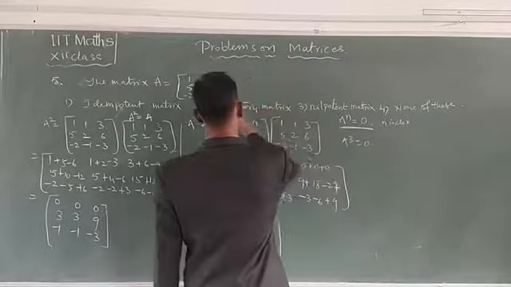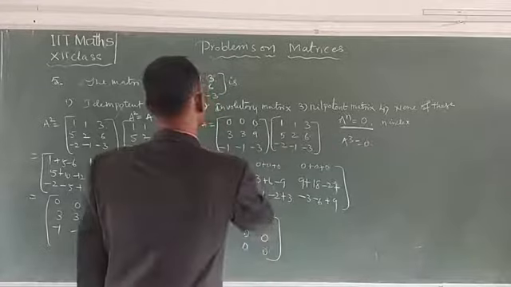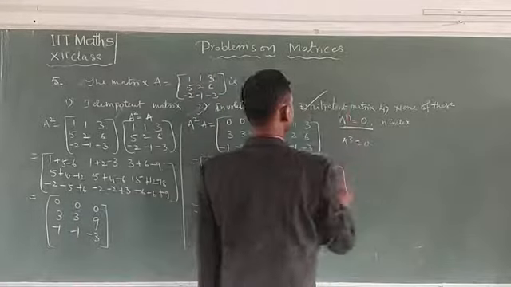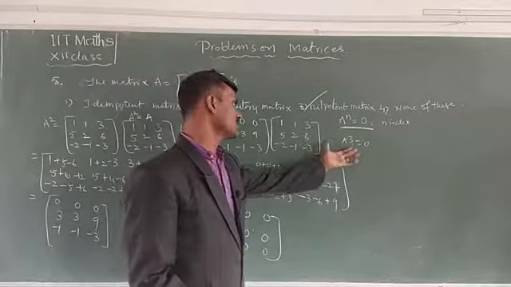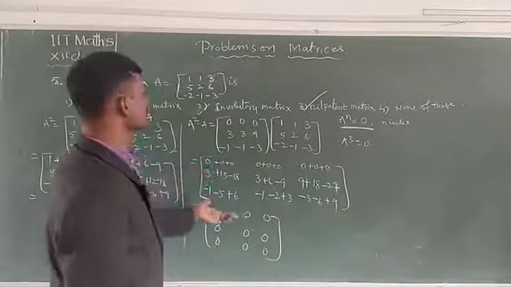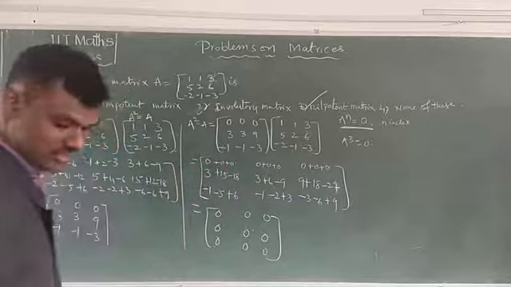Then this is a nilpotent matrix. After 3 times, it is equal to 0. That's why our option is nilpotent matrix.